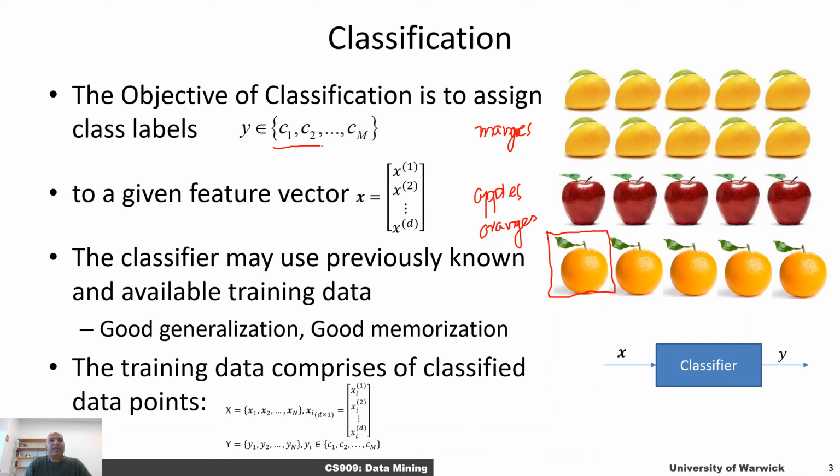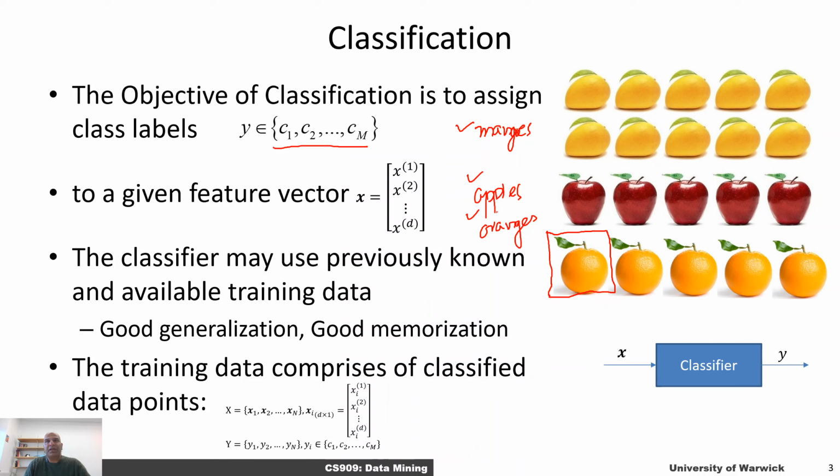We can have a label set, which in this case corresponds to these three elements. It would have these three elements in this label set. So let's say C1 can be mangoes, C2 can be apples, and C3 can be oranges. So in this case, this M over here is going to be 3 in our particular example.